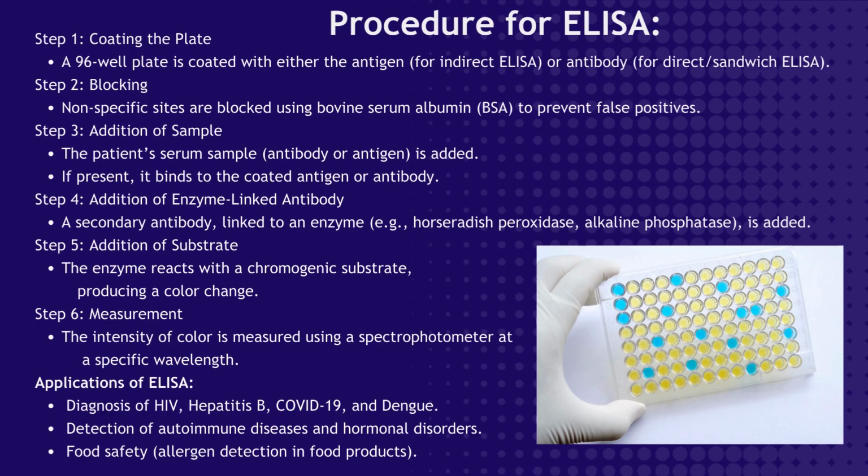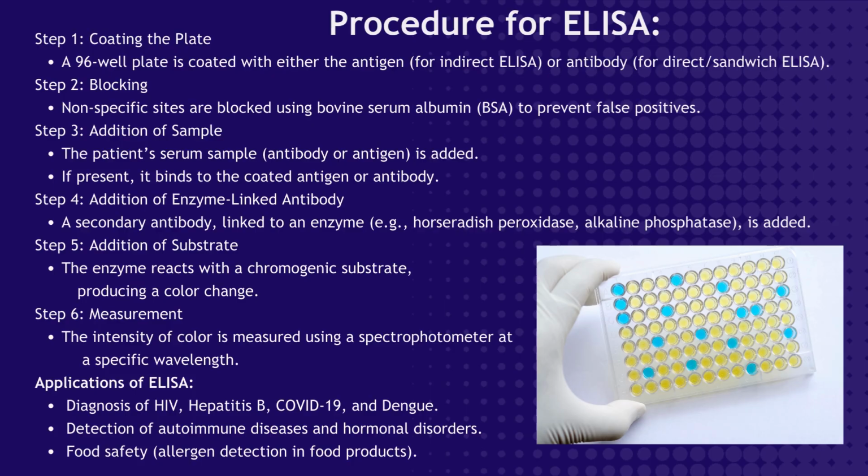Procedure for ELISA. Step 1. Coating the plate. A 96-well plate is coated with either the antigen for indirect ELISA or antibody for direct sandwich ELISA. Step 2. Blocking. Non-specific sites are blocked using bovine serum albumin, BSA, to prevent false positives. Step 3. Addition of sample. The patient's serum sample, antibody or antigen, is added. If present, it binds to the coated antigen or antibody.